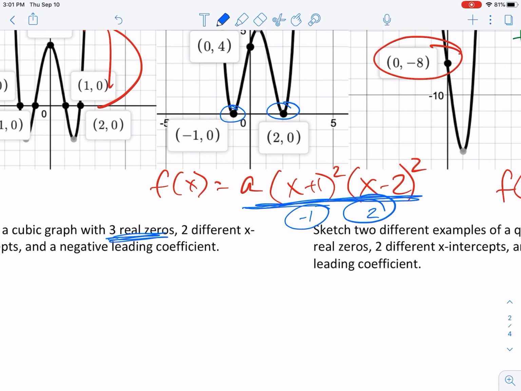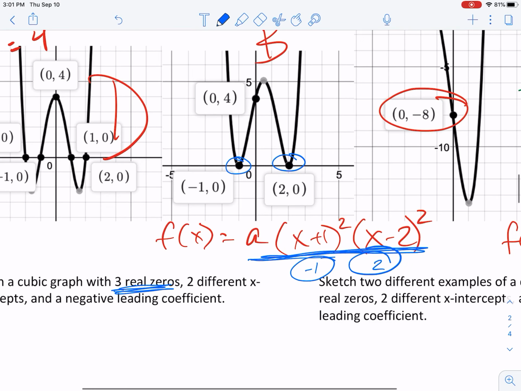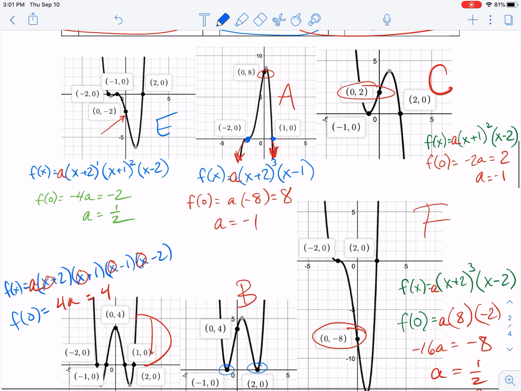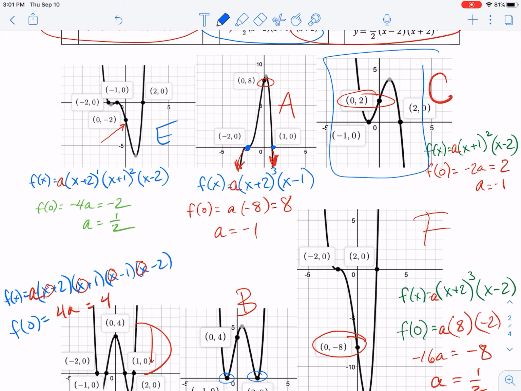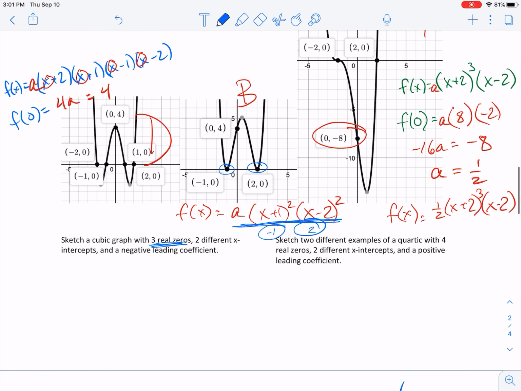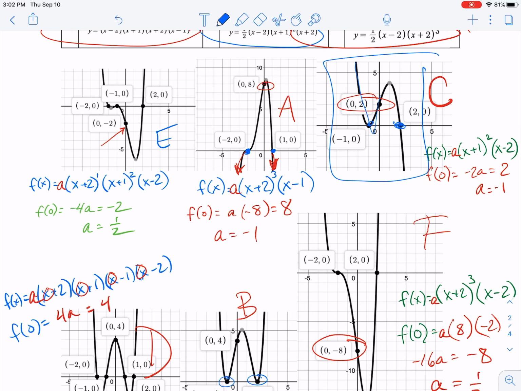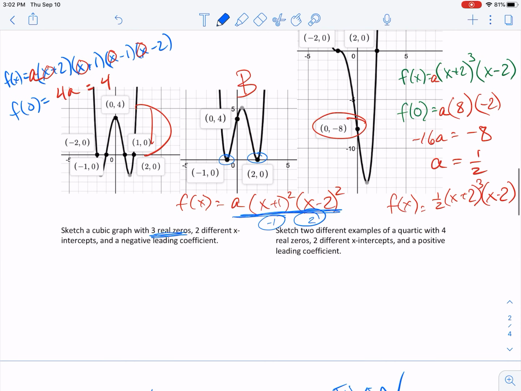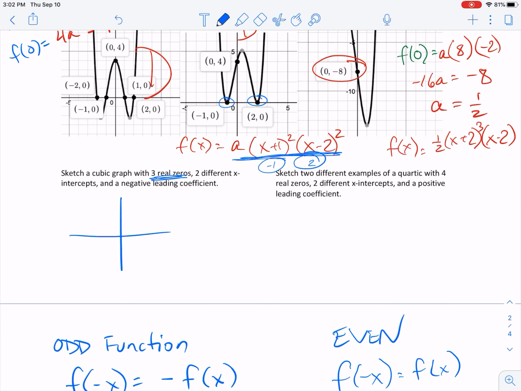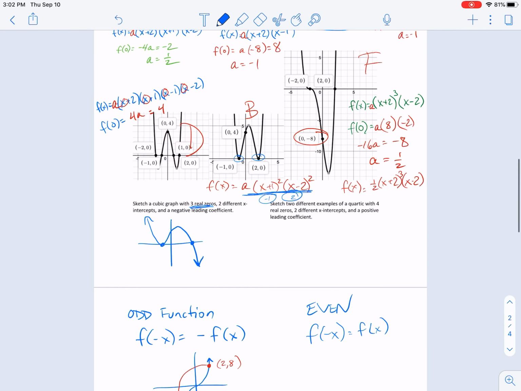In this one, they're saying 3 real zeros, 2 different x-intercepts. And so that would look more like this one right here, where it's going to have 2 places that it hits the x-axis, but it's got 3 zeros. So you need a bounce somewhere. Actually, that's exactly the right thing, because a negative leading coefficient would do something like that also. So you need 2 zeros, and you need a bounce somewhere, and we need to end up going down. So we're going to start at the top. Let's bounce here and go like that.